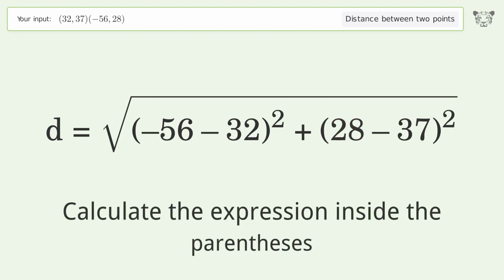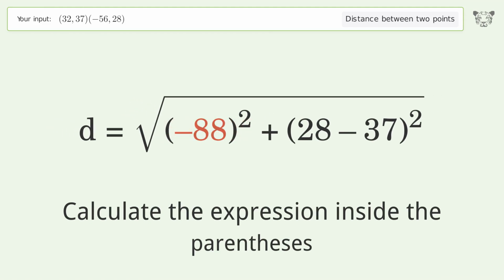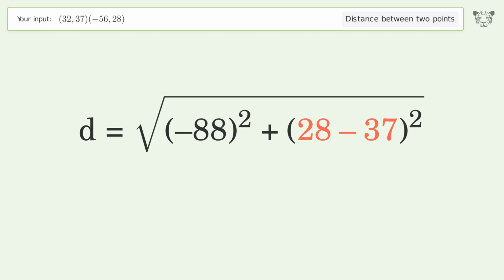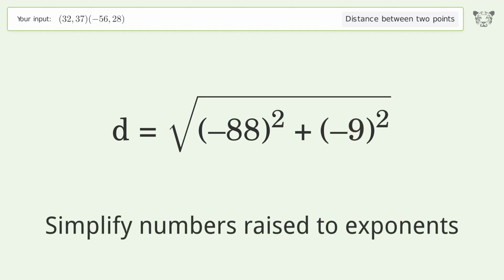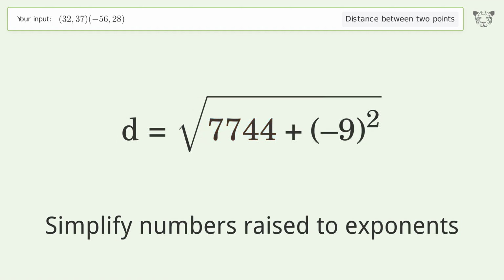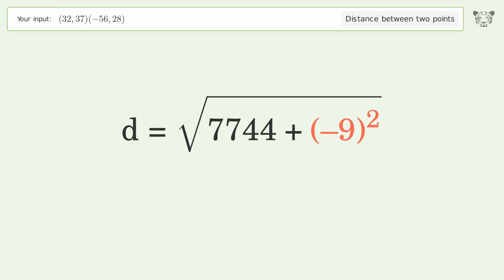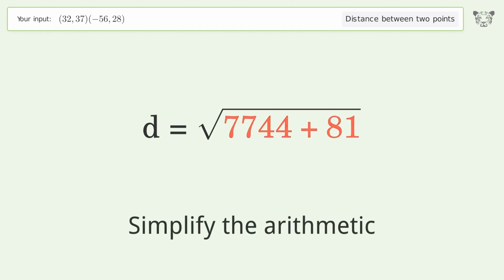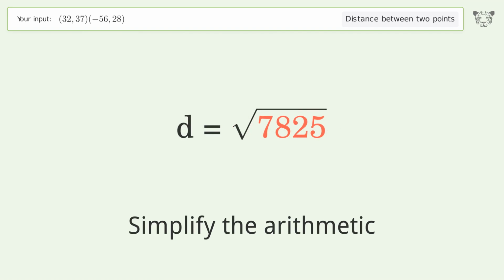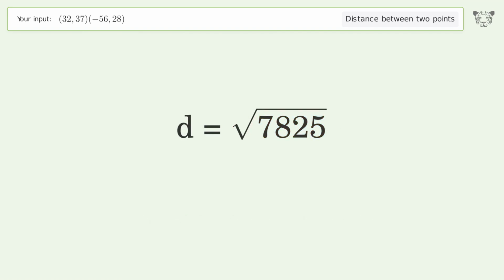Calculate the expression inside the parentheses. Simplify numbers raised to exponents. Simplify the arithmetic. And so the distance between the 2 points is the square root of 7,825, or 88.459.